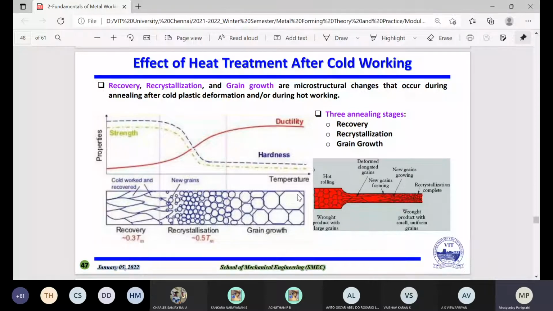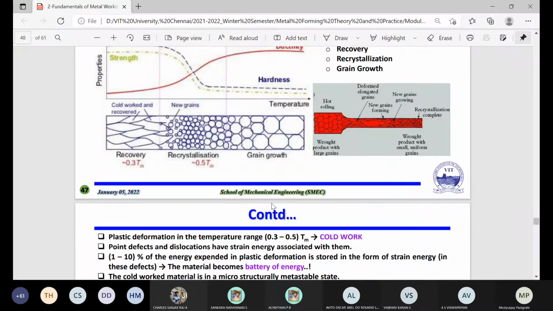Just we are talking about the softness of the material because you are increasing the temperature. You are going towards annealing, right? Is it fine? Okay.